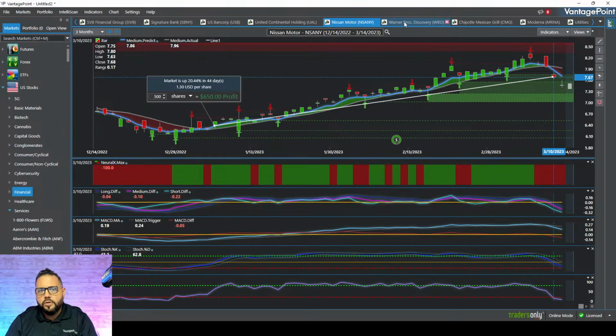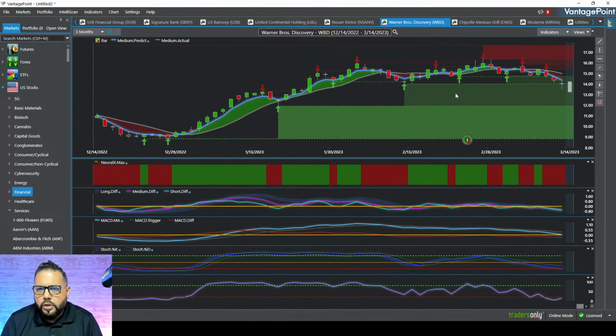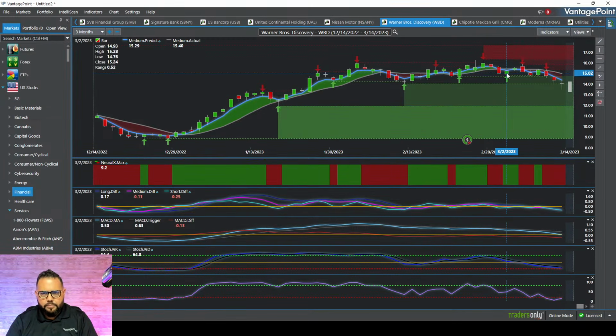I'm going to go to Warner Brothers because I don't know if Nissan has options, if you'd even do it, but here's Warner Brothers. Another example where we can talk through the details from a strike price standpoint. 3-2, we had a cross to the downside. The neural index didn't agree. We had total confirmation on 3-7 for WBD, Warner Brothers Discovery.